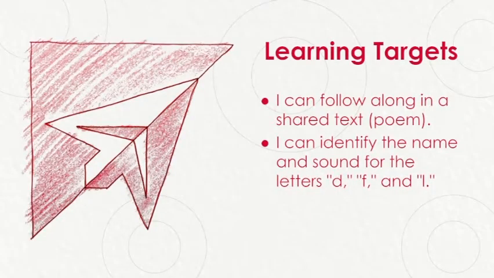There are 2 learning targets for our lesson today. The first learning target says, I can follow along in a shared text or poem. The second target says, I can identify the name and sound for the letters D, F, and L.